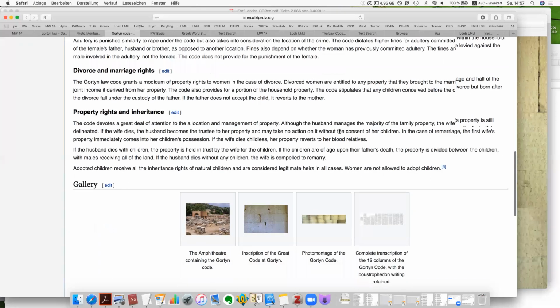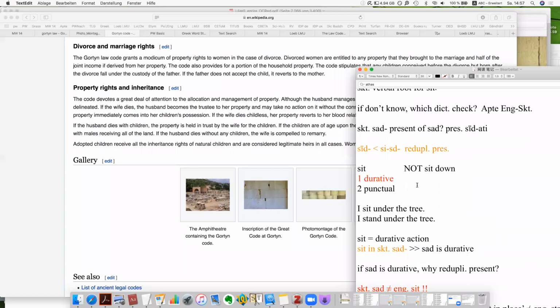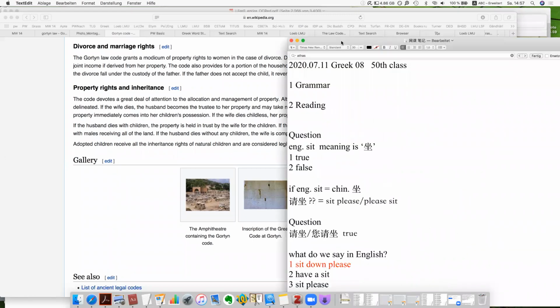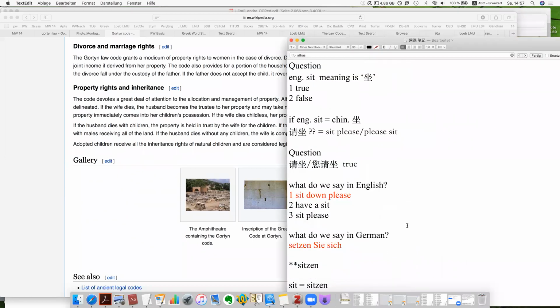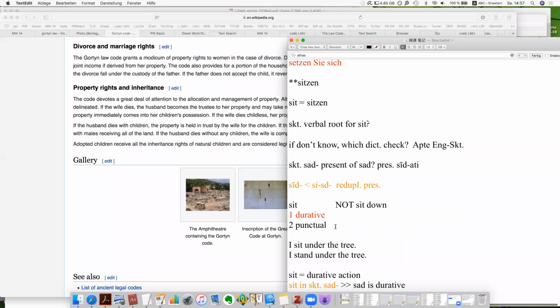Yeah. Okay, so this is everything for today. I think it's not really much to summarize. We just talked about durative and punctual. It's very Indo-European linguistics. It's not the real Greek, or the common Greek or Sanskrit class.